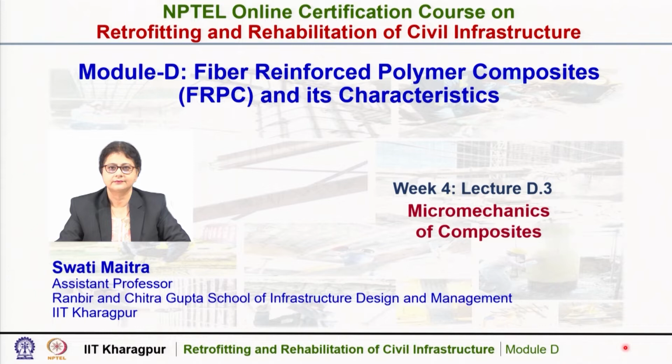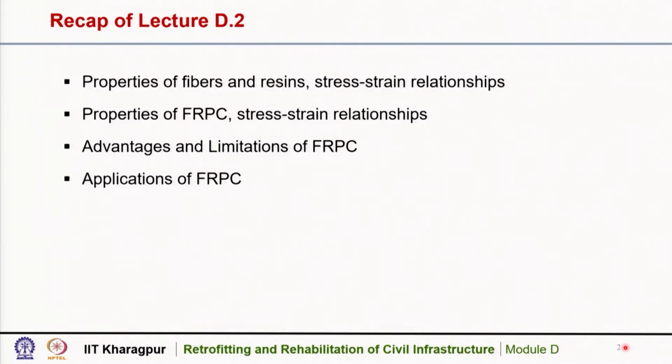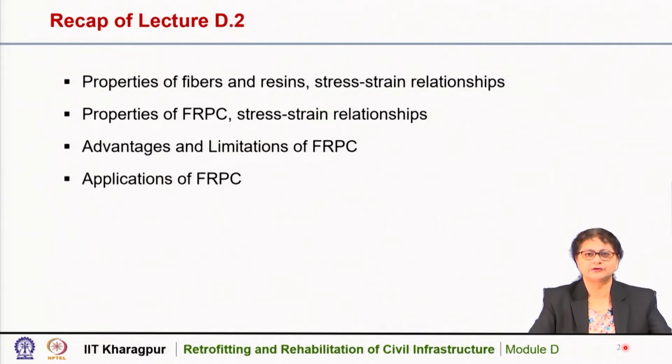Today we will discuss Module D. The topic for Module D is fiber reinforced polymer composites and its characteristics. In the previous lecture, we have discussed the properties of different types of fibers and resins and their stress strain relationships, the properties of fiber reinforced polymer composites and their stress strain relationships, the advantages and limitations of fiber composites and its various applications in different industries.